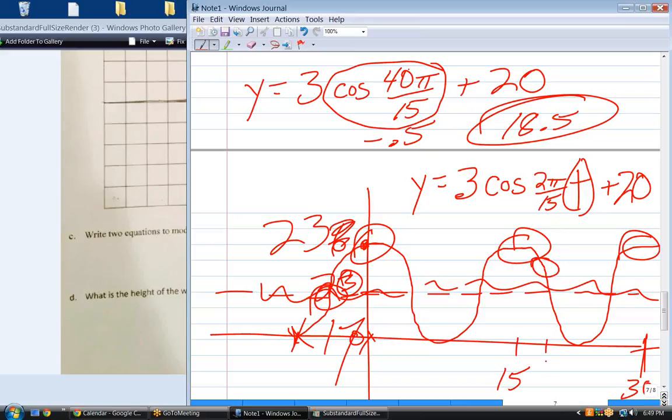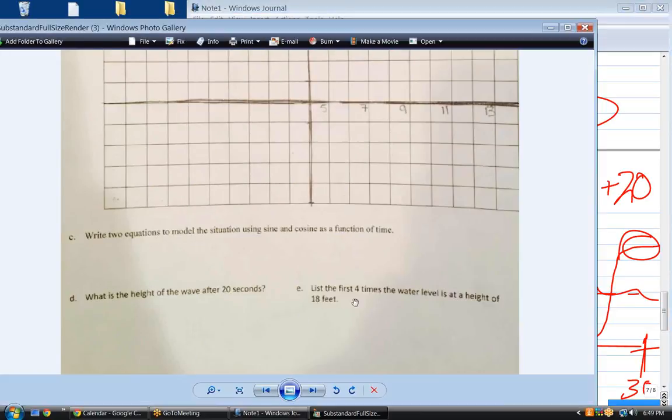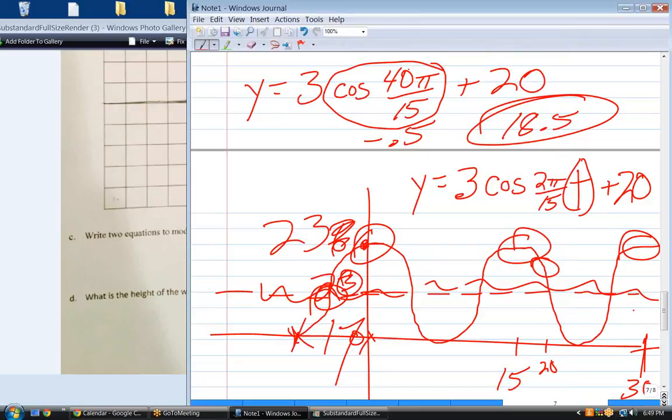Notice that this is about 20 seconds. Now notice the first 4 times the water level is at a height of 18 feet. Well, 18 feet is down close to here, right? So there's one time right there. There's another time right there. There's another time right there. And there's another time right there.